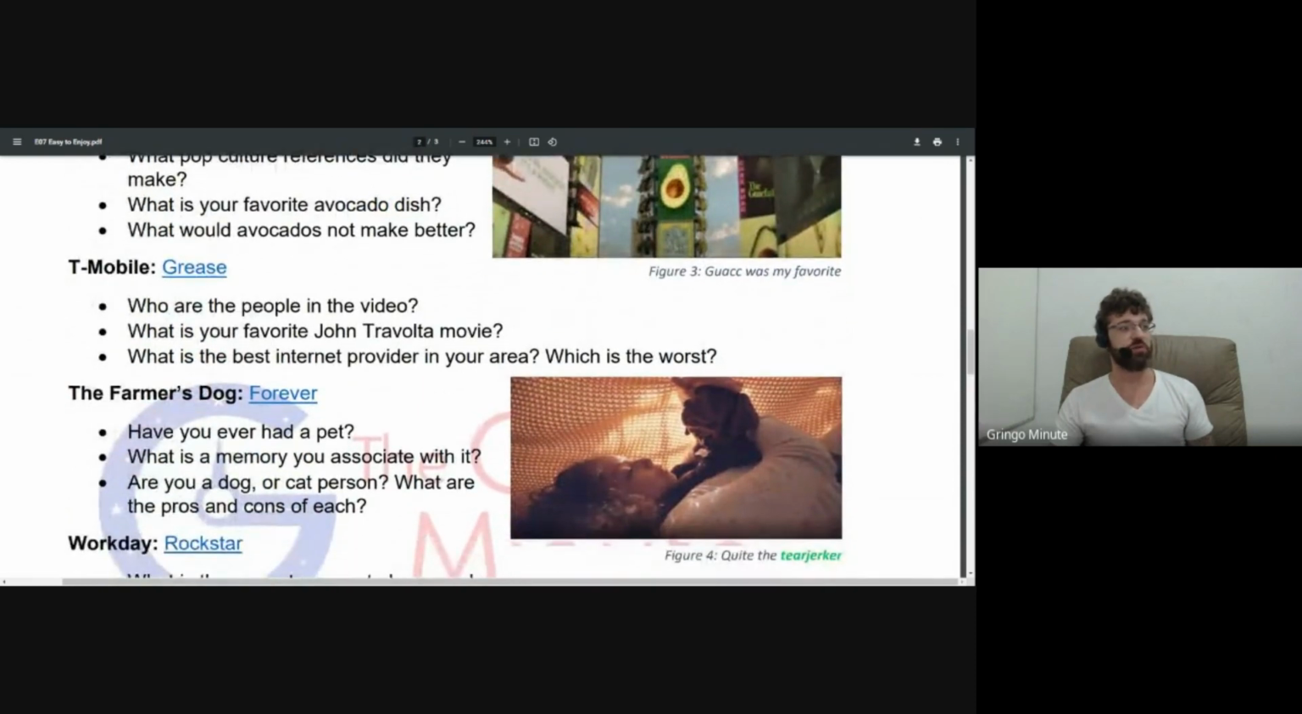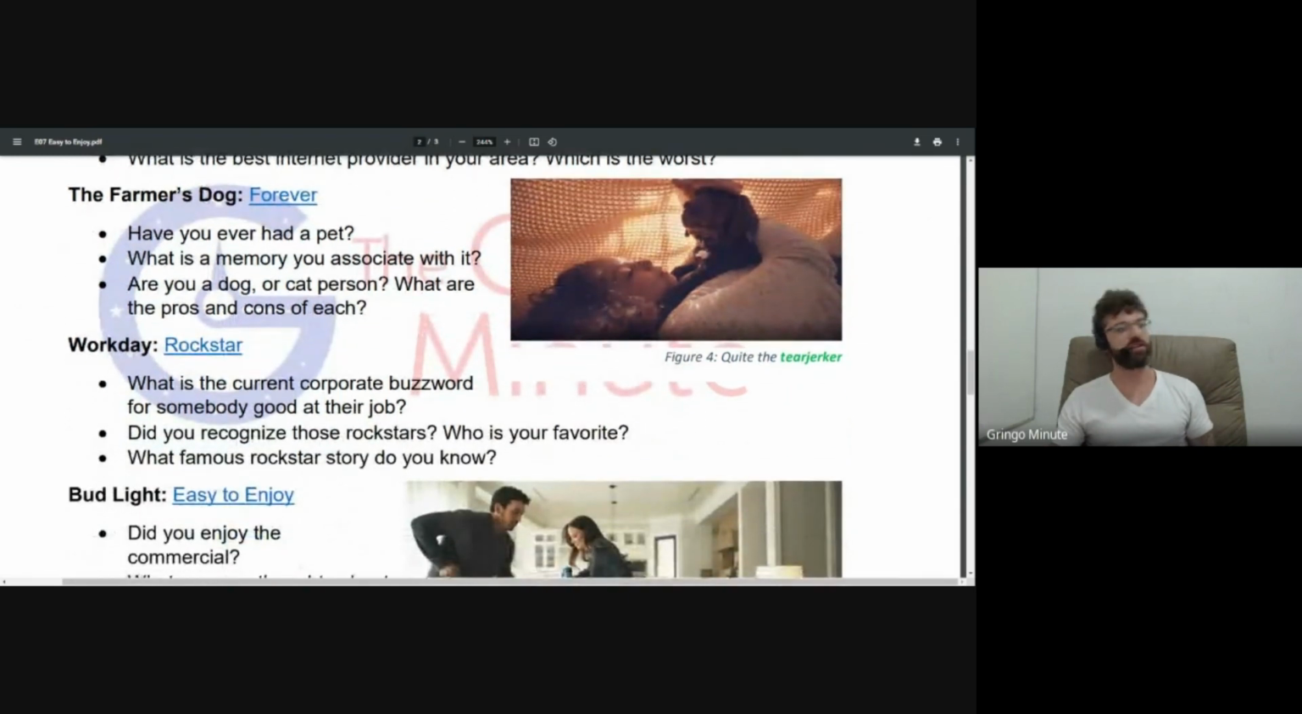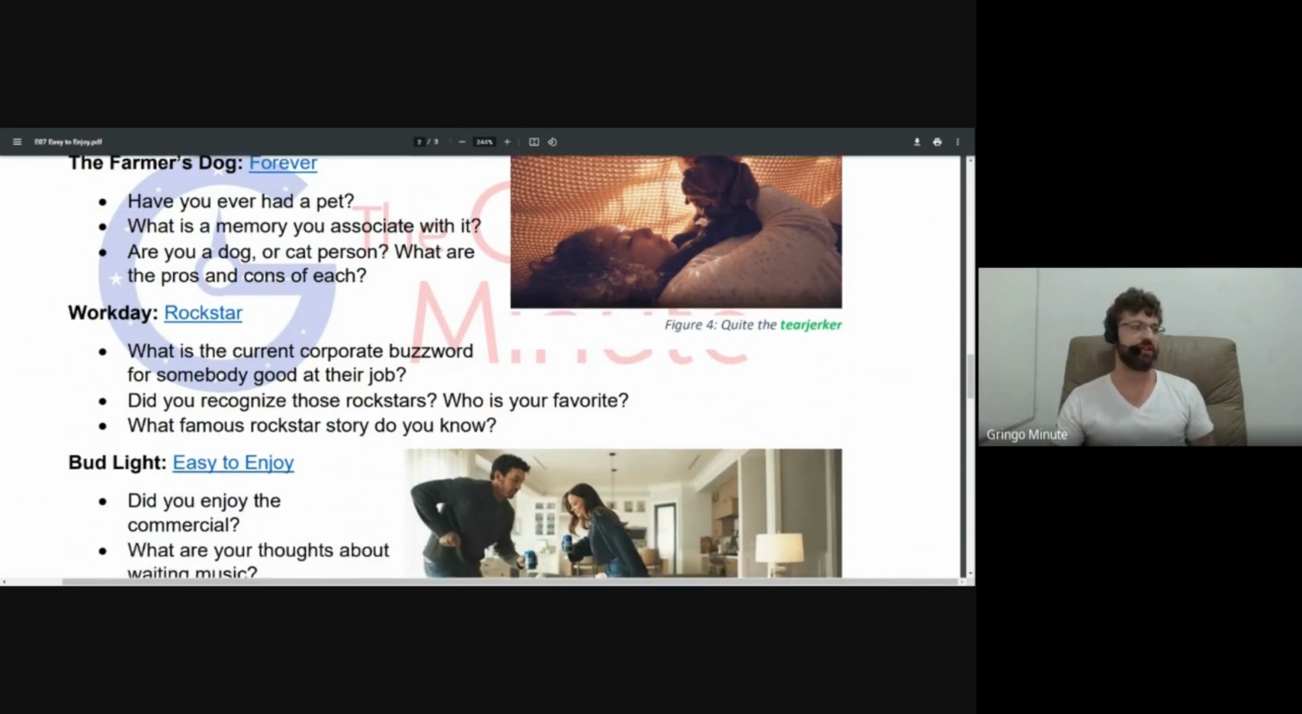Farmer's Dog. This one was considered the best commercial of the Super Bowl. I don't know who decides this, but it was considered the best commercial of the Super Bowl. It's a good one. It is a tear jerker. I'll let you figure that out in the PDF what that means if you don't know the word. Rockstar had some of the living legends.